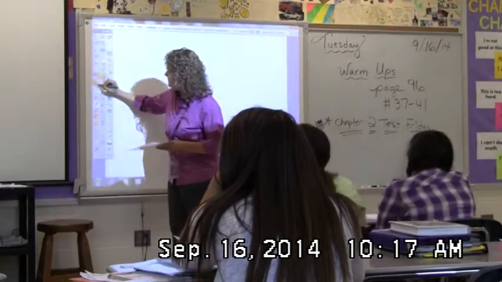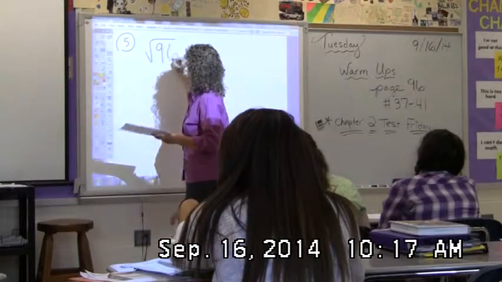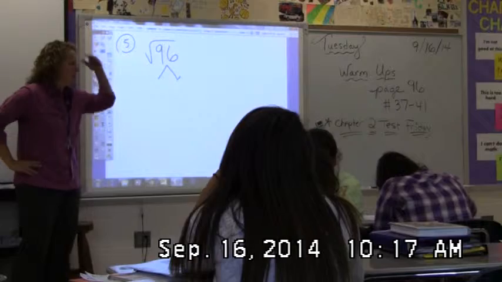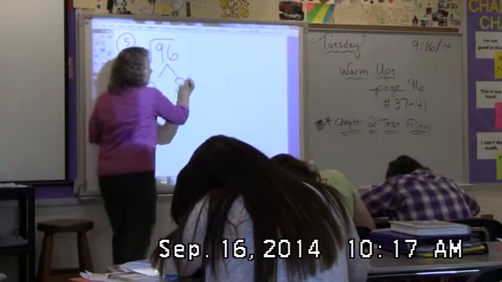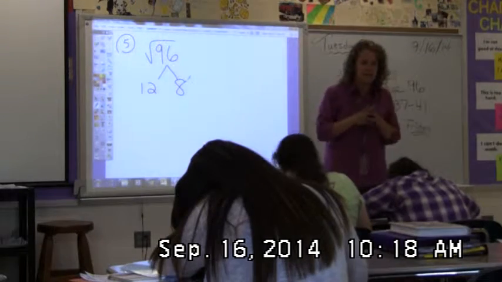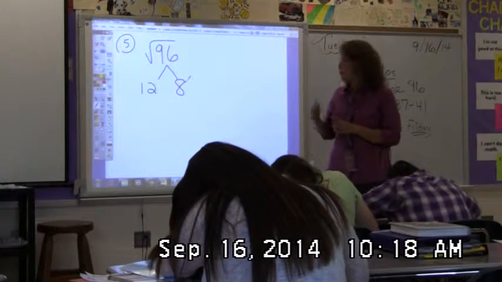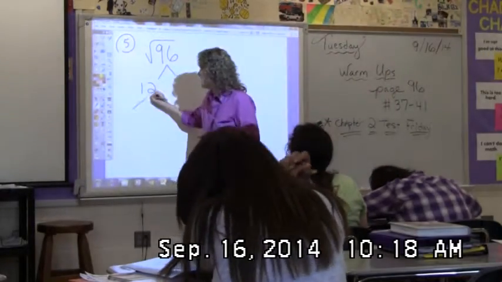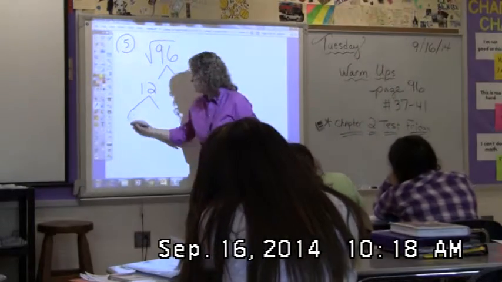All right, number 5. Here we go. For number 5, we're breaking down the square root of 96. Does anybody know something times something makes 96? 12 and 8 is correct. Very nice. If you're not sure, then you can grab your multiplication chart and look over your chart until you find 96. You are welcome to use your multiplication charts for this lesson. 12 is what times what? 6 times 2, all right.